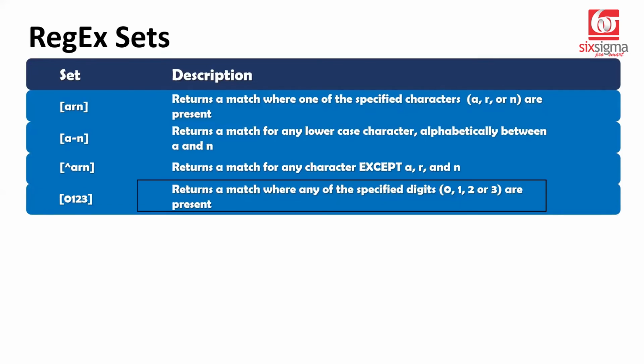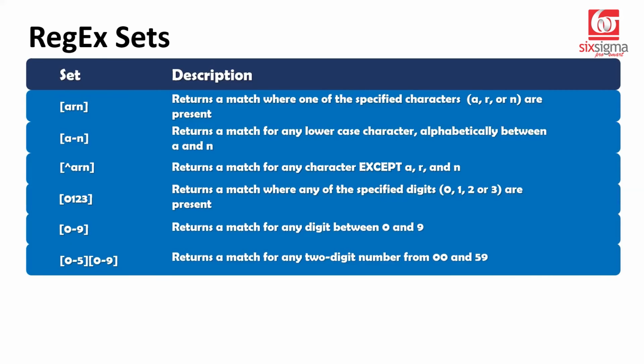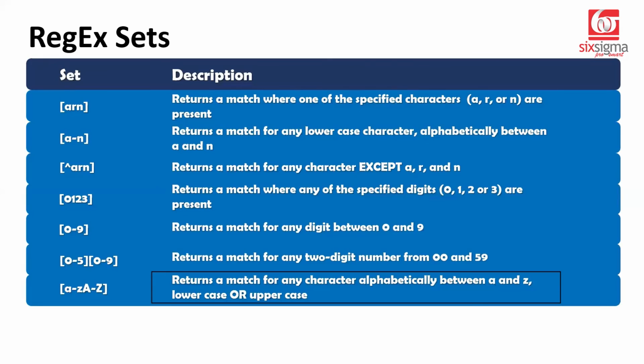If we write square brackets 0, 1, 2, 3, it returns a match wherever it encounters the occurrence of 0 or 1 or 2 or 3. Similarly, we write 0-9, it means it'll return a match if we encounter any digit between 0 to 9, again, both inclusive. If we write two pairs of square brackets like these, so first could take values from 0 to 5 and second could take values from 0 to 9. You can imagine it will return numbers between 00 to 59. Likewise, if we write lowercase a to z and uppercase A to Z, it will return anything which is an alphabet, could be the lowercase or the uppercase.